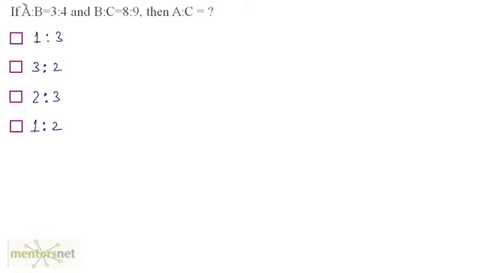Well, A is to B is equal to 3 is to 4. So A by B is equal to 3 by 4. I can write this. And B by C is 8 by 9. So B by C is 8 by 9. And what we want is A by C, right? Now if I multiply A by B and B by C, I can get A by C.